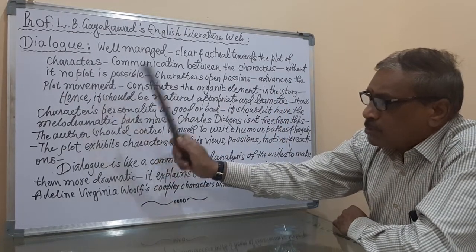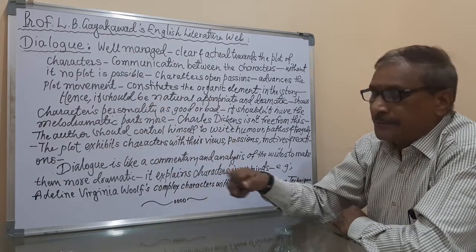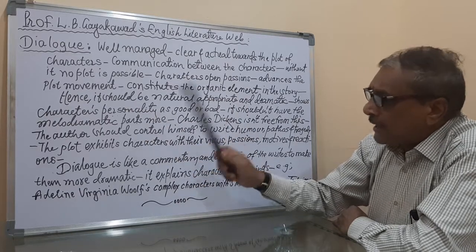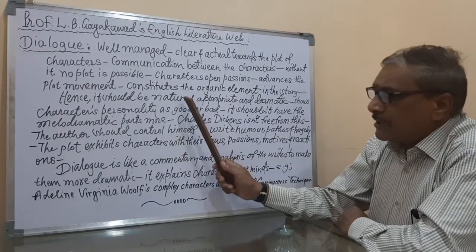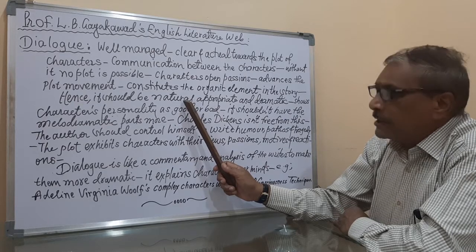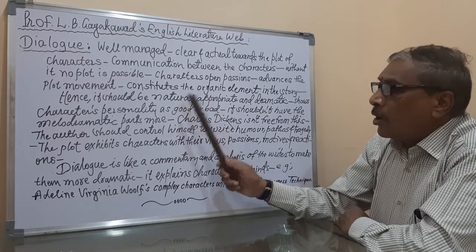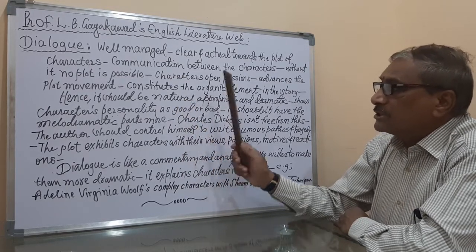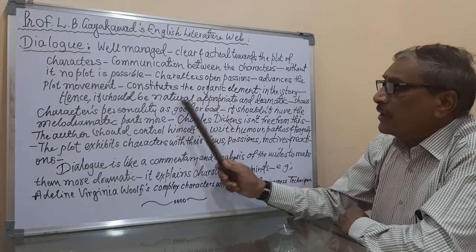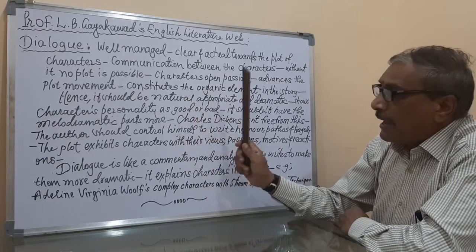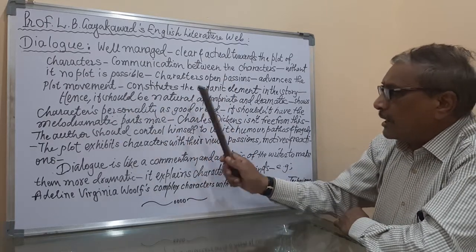So it should be means what? The writer should write the dialogue which will be natural, appropriate and dramatic. Natural means it should not be unreal, it should not be artificial, it should be real, or just like the situation in the society. It should be natural, means it should be the exact life of the society, that is called natural. So the plot should be natural.